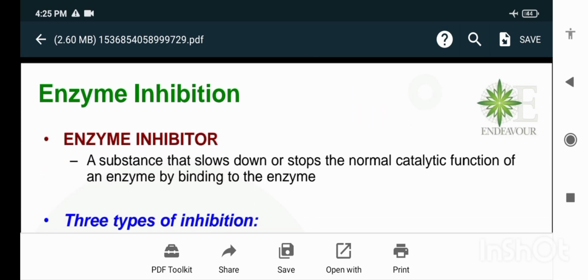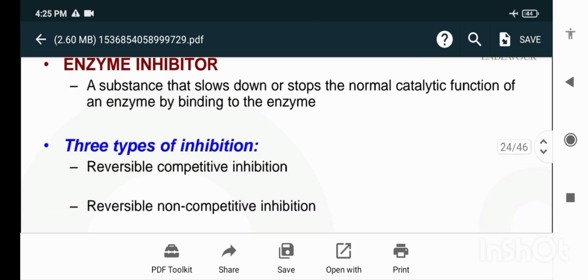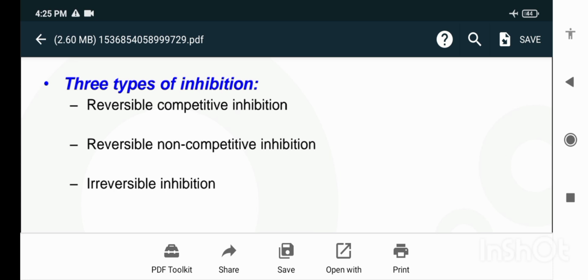Enzyme inhibition. An enzyme inhibitor is a substance that slows down or stops the normal catalytic function of an enzyme by binding to the enzyme. Three types of inhibition: reversible competitive inhibition, reversible non-competitive inhibition, and irreversible inhibition.